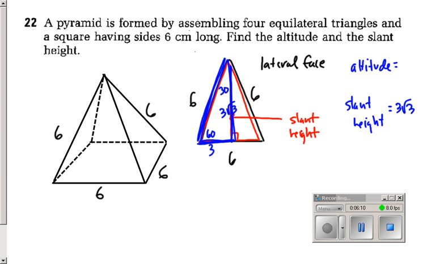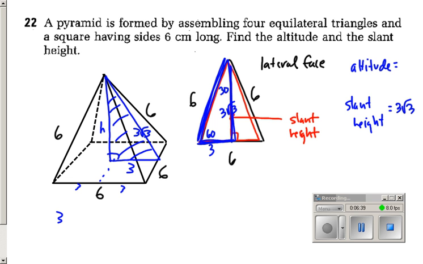Now going back into the pyramid, I need to find the altitude, which is this line here. I know the slant height. We just found it was 3 root 3. So this becomes a right triangle. Again, the right triangle inside the pyramid. Very important to see. This side is 3, again, because it's half of 6. This whole side is 6, both sides are 3. So then I get a right triangle that is 3 by the altitude, which we'll just call h. And then the hypotenuse is 3 root 3.